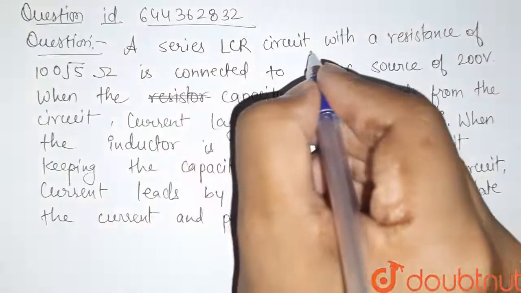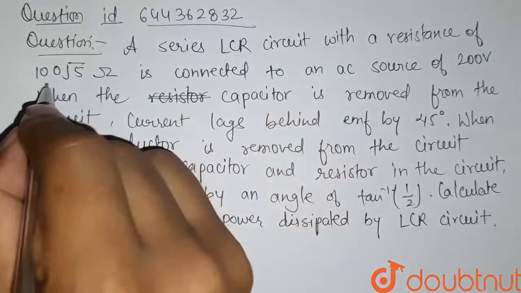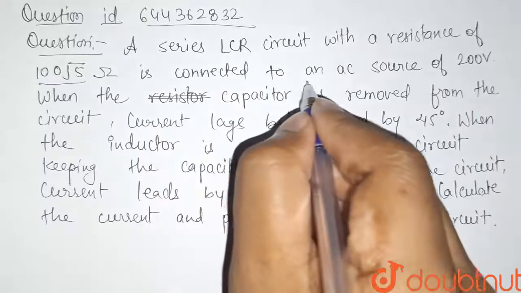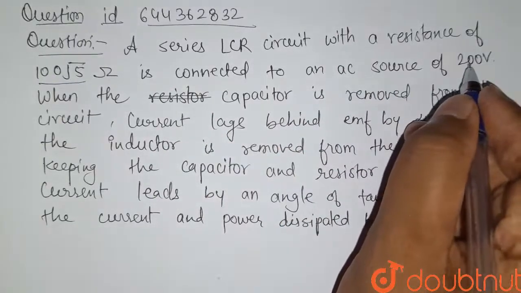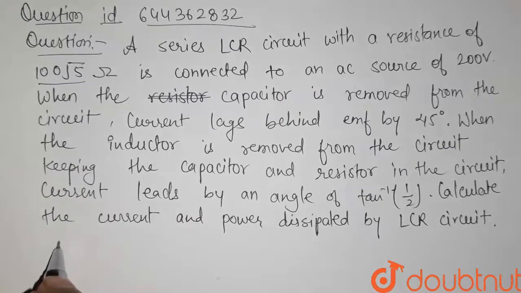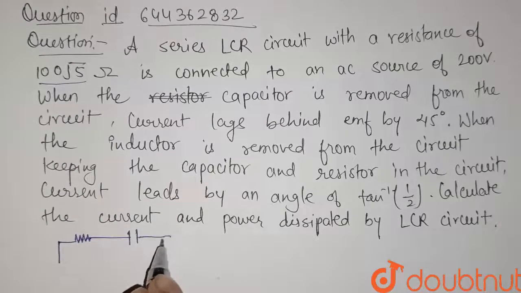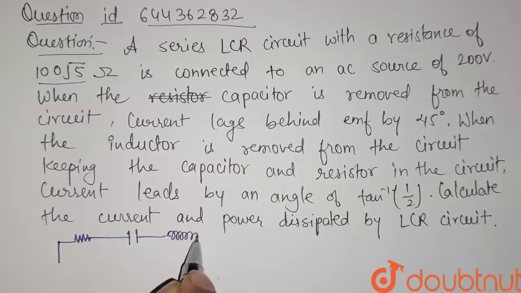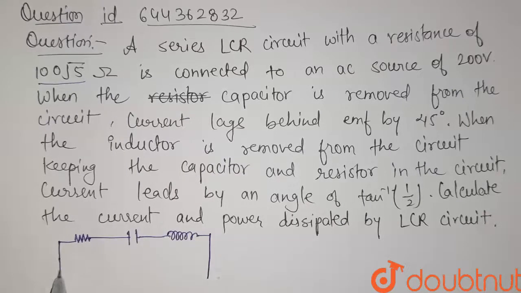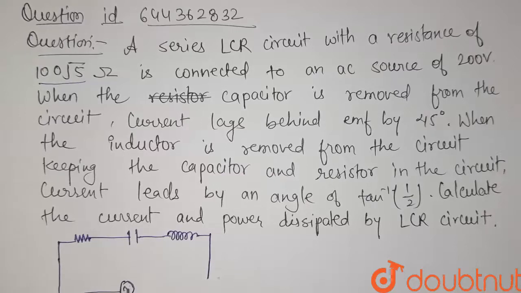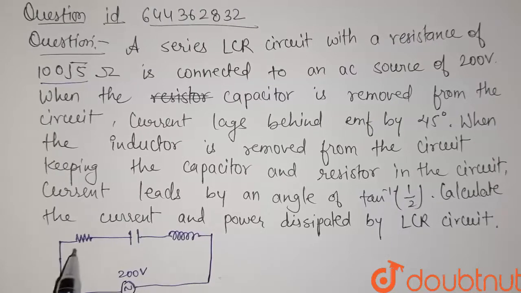Hello students, here is our question. A series LCR circuit with a resistance of 100 root 5 ohm is connected to an AC source of 200 volt. Here it is given that a resistance, a capacitor and an inductor are connected to a voltage source of 200 volt, forming an LCR circuit. It is R and its value is given as 100 root 5. It is C and it is L.